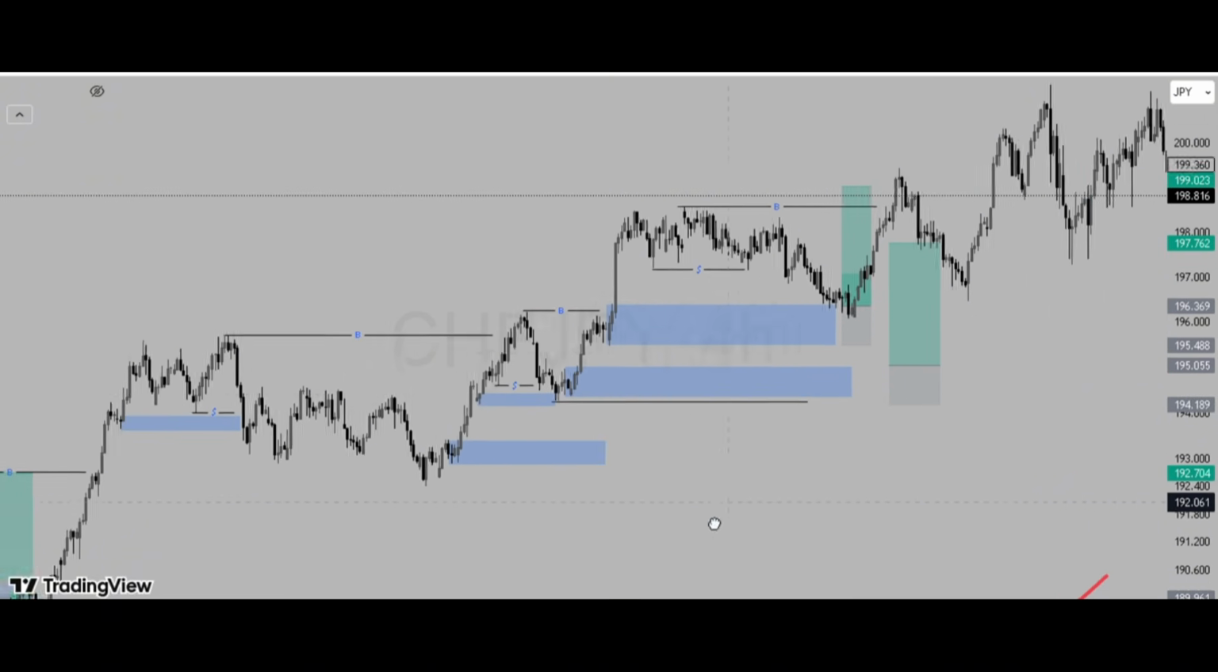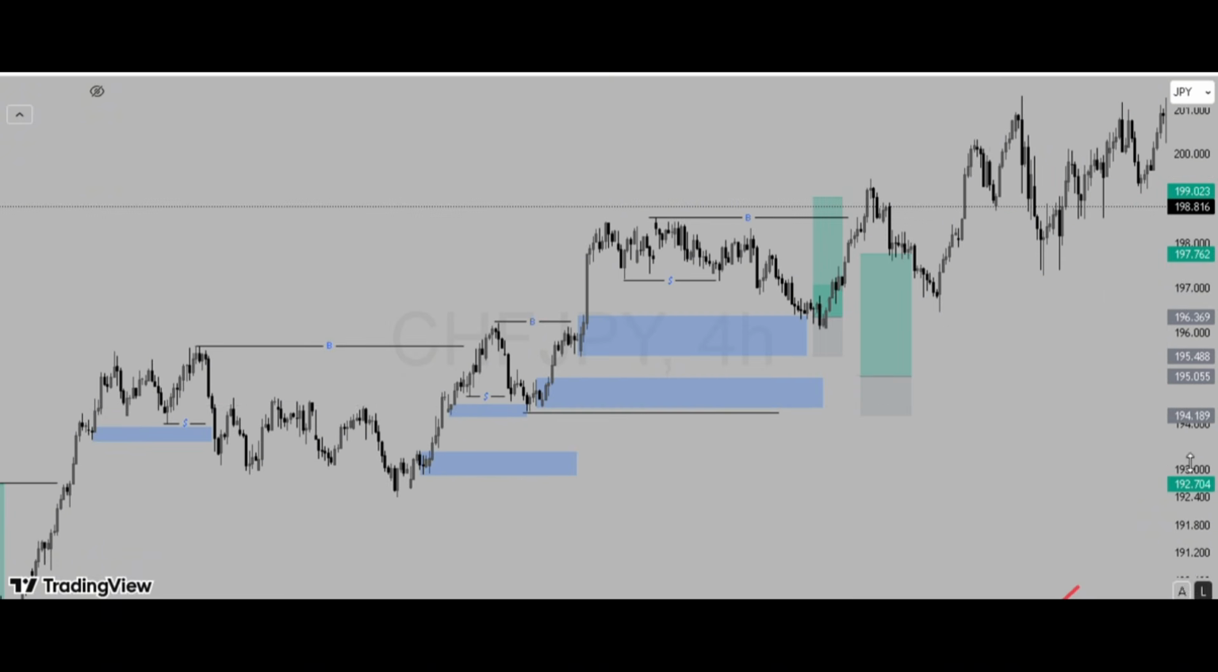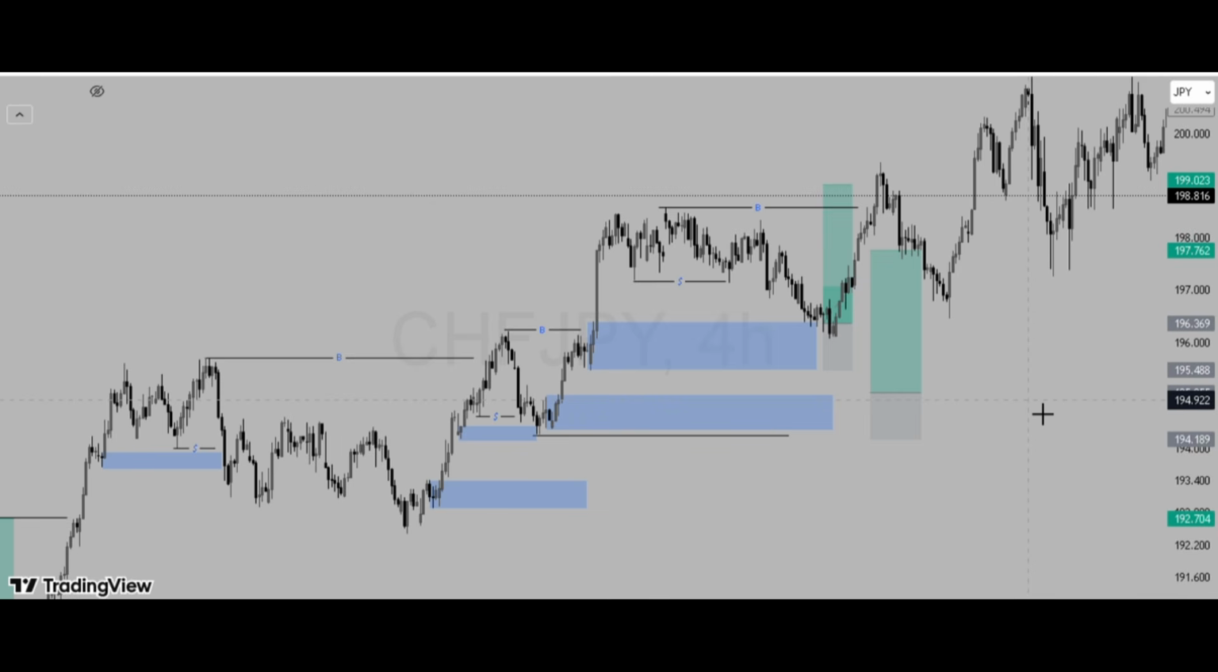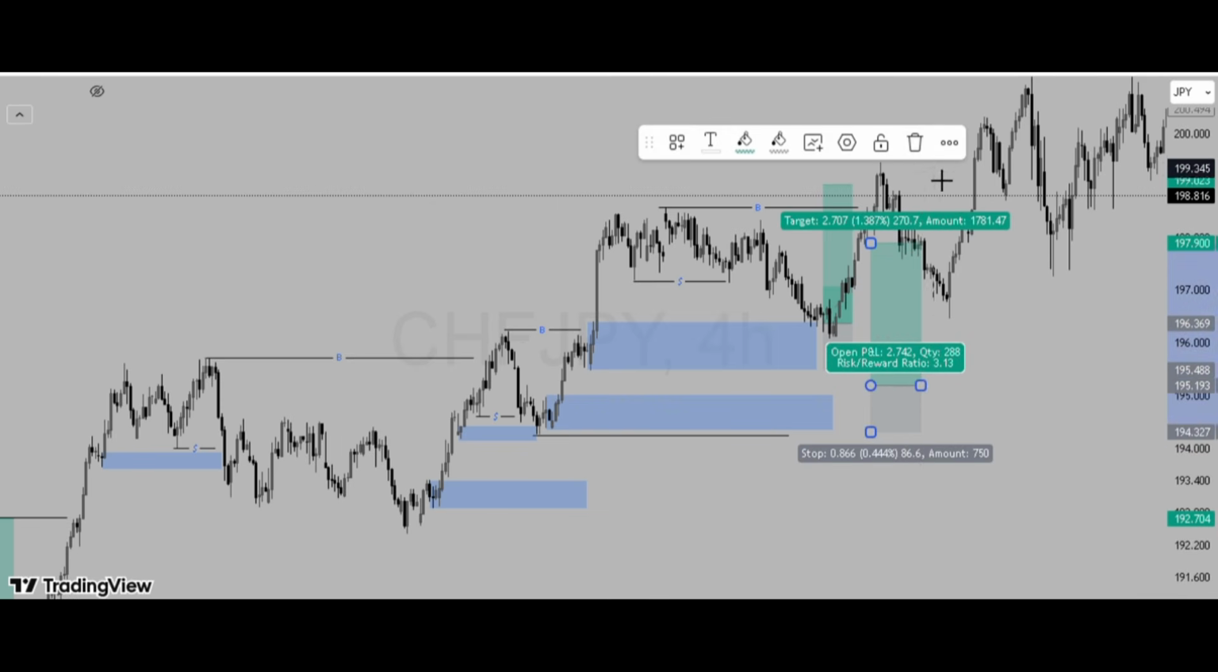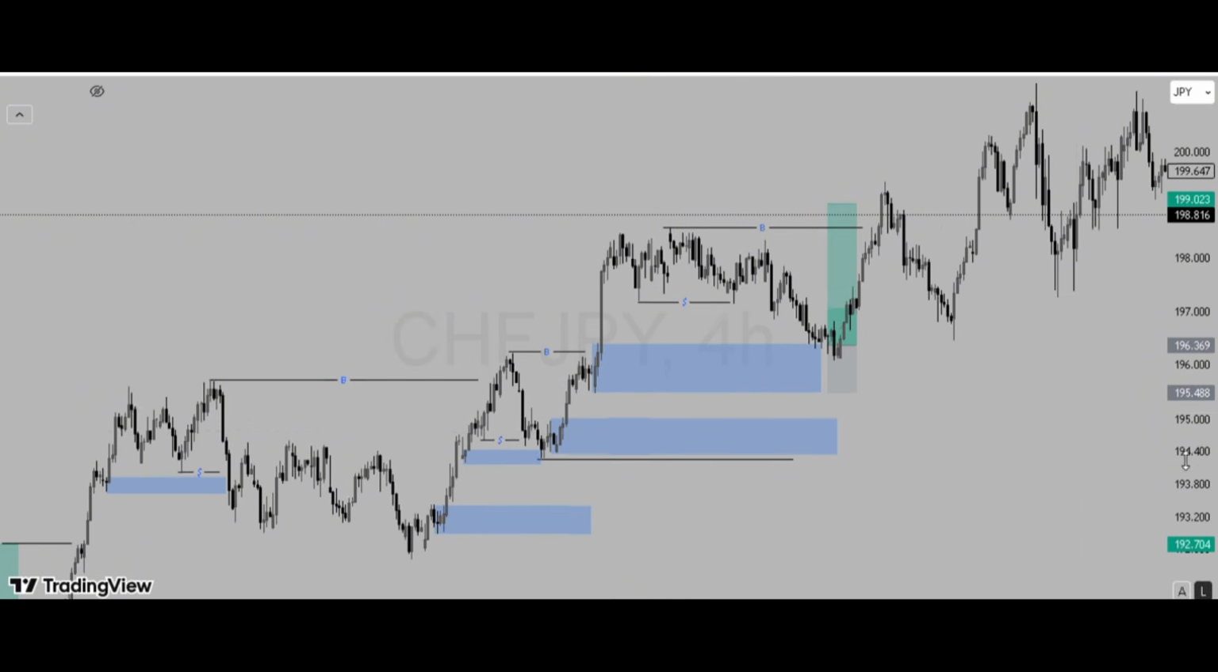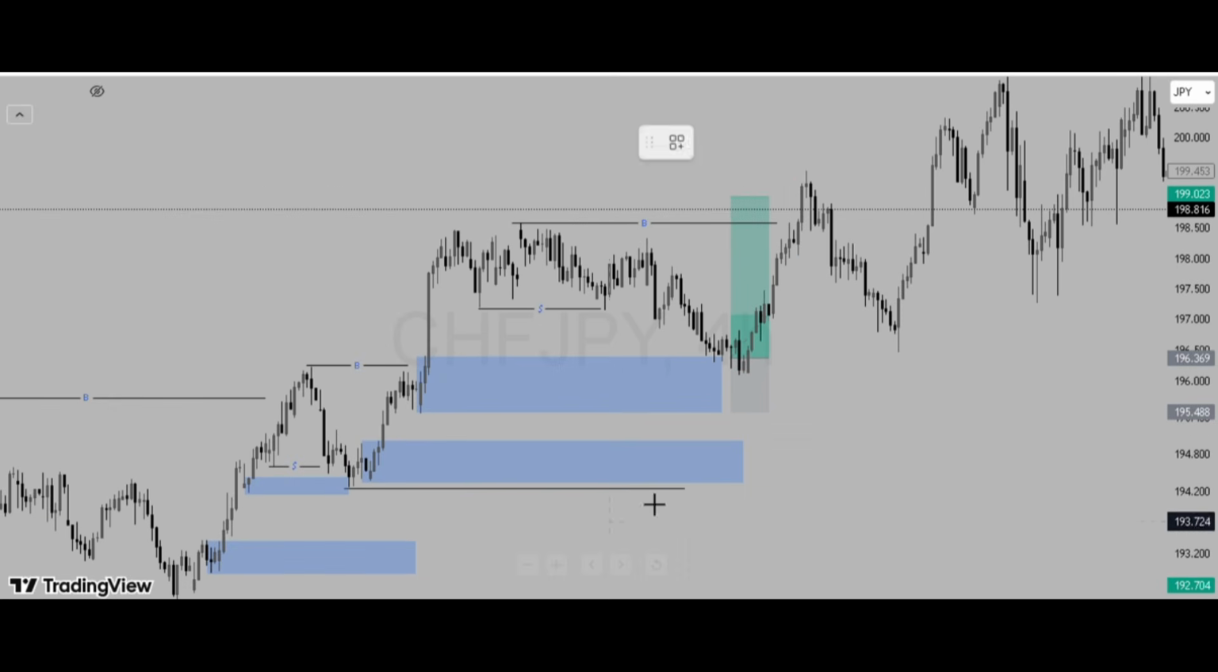So every time, you just need to understand this concept. You can structure your maybe risk management, everything around this concept, and you will be profitable. That's what I've been doing for years, and I can see the difference. I can see the result.